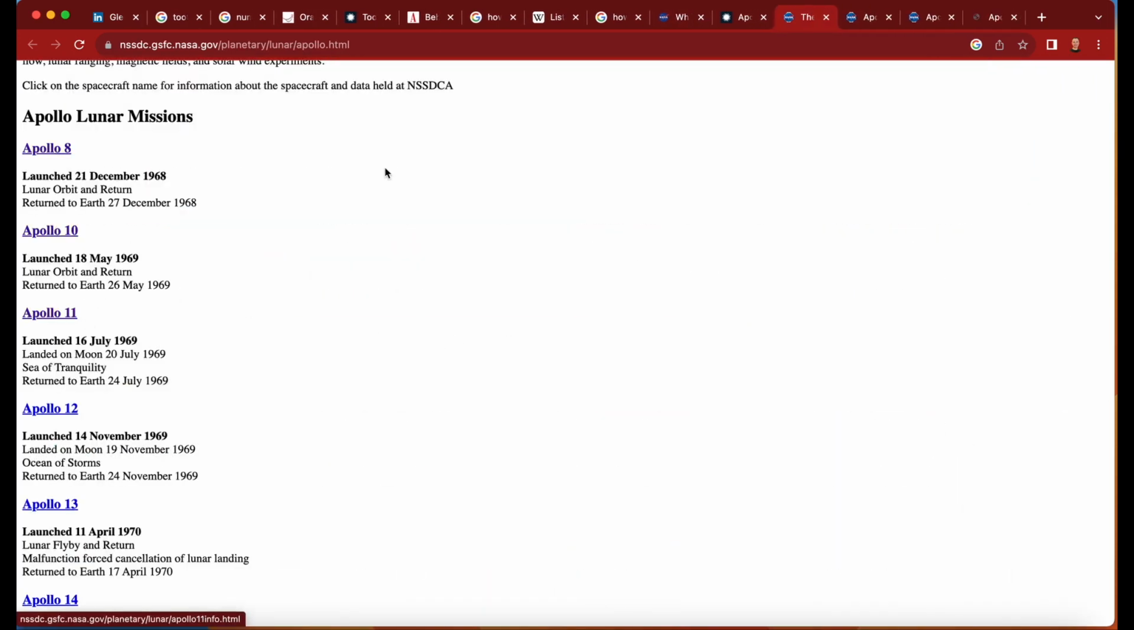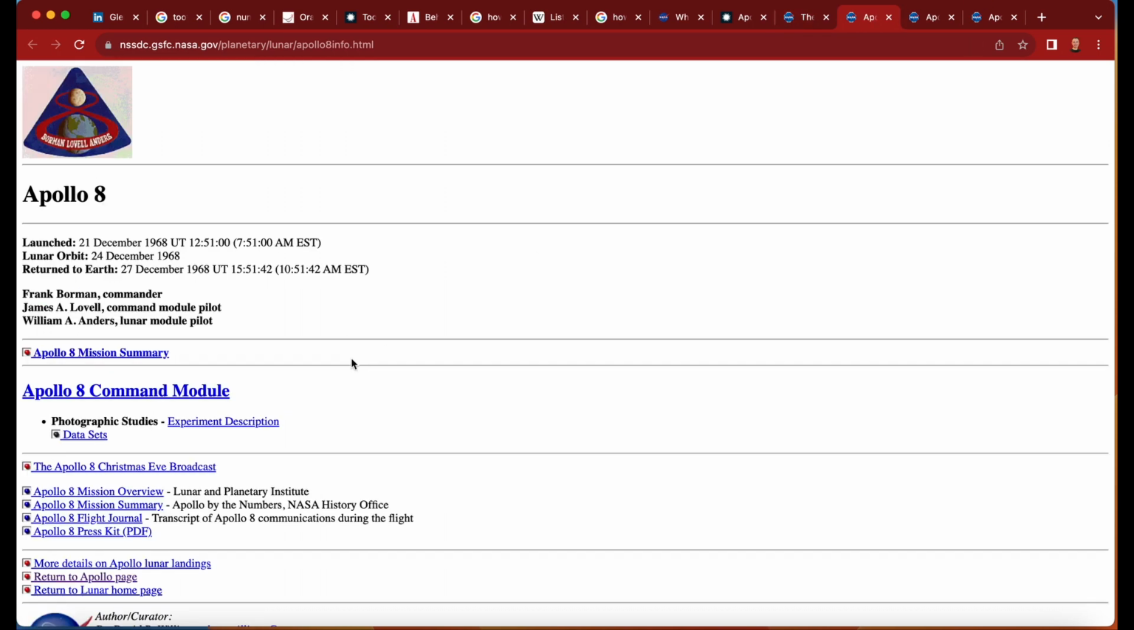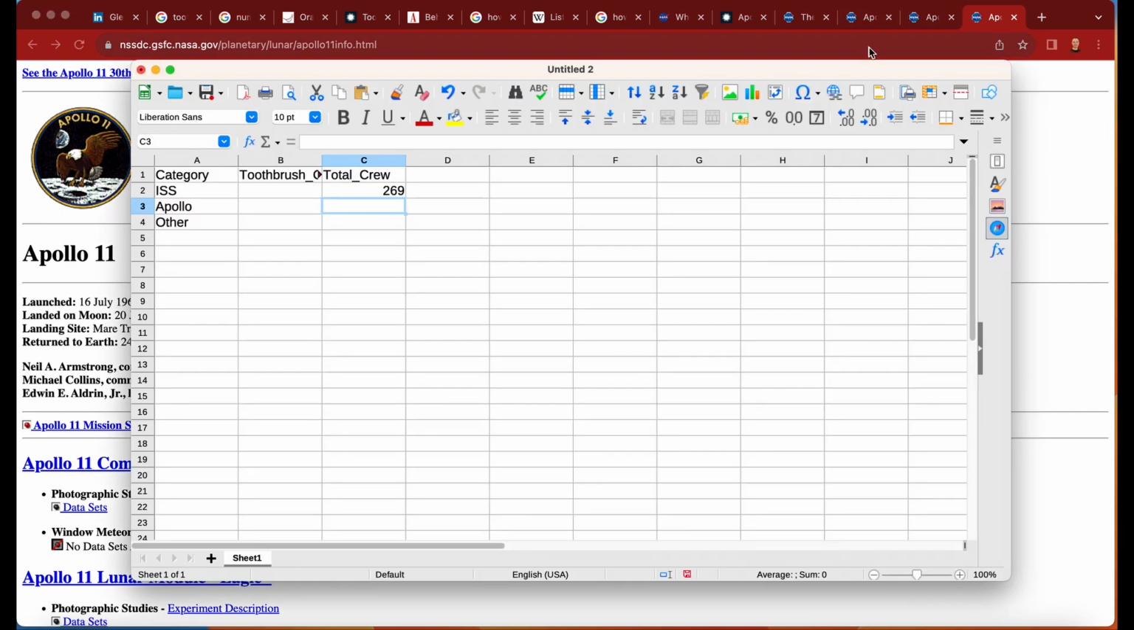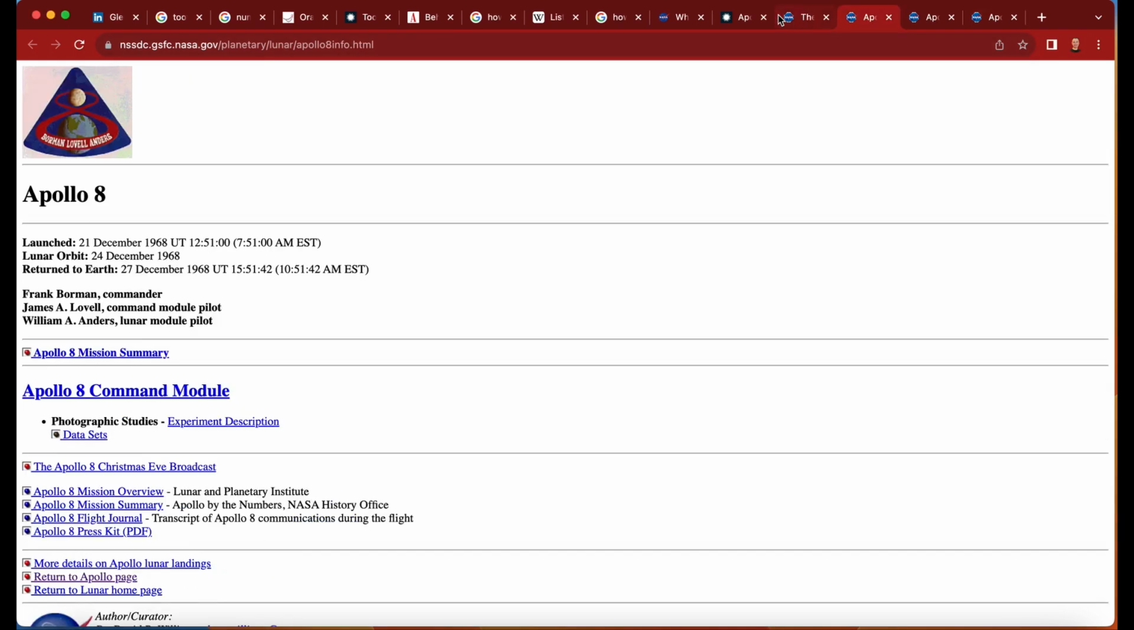So 8, 10, 11. How many people did we have in these missions? We had 3, 3, and 3. Okay, so we have 9. So Apollo, total crew, 24. And then we have equals 9. 9 plus 3 crew members in most of these. So 3 times 3 times, let's go back to our other source.